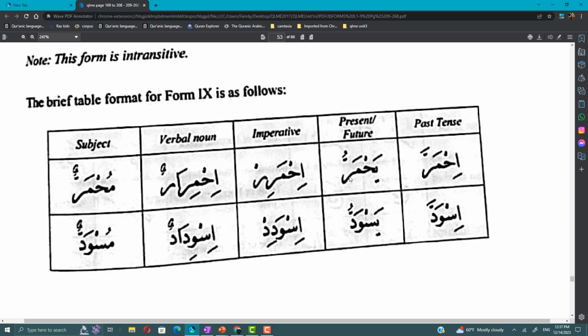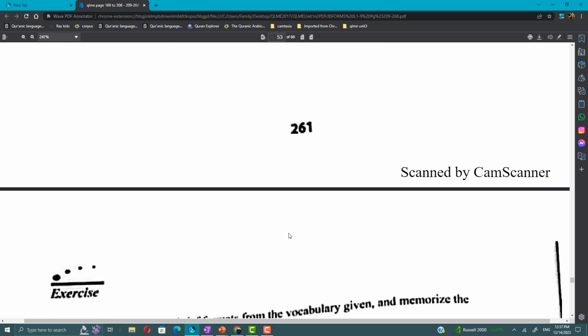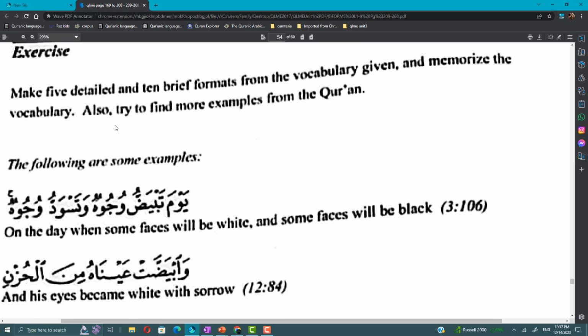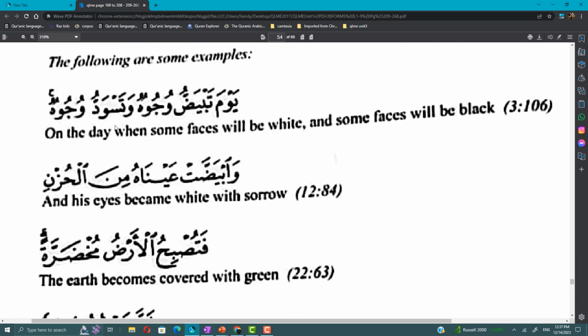Ihmarra, yahmarru, ihmarir, ihmirarun, muhmarrun. This is the brief table format for form 9 for red color. For black color: iswadda, yaswaddu, iswadid, iswidadun, muswaddun. Only one form of command is mentioned here; there are three for anta. And the exercise is to make 5 detailed and 10 brief table formats from the vocabulary given below and memorize the vocabulary, and also try to find more examples from the Quran.